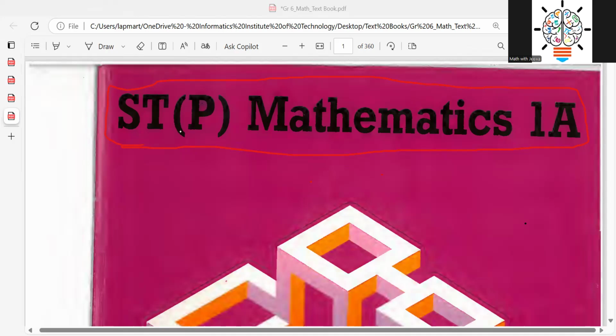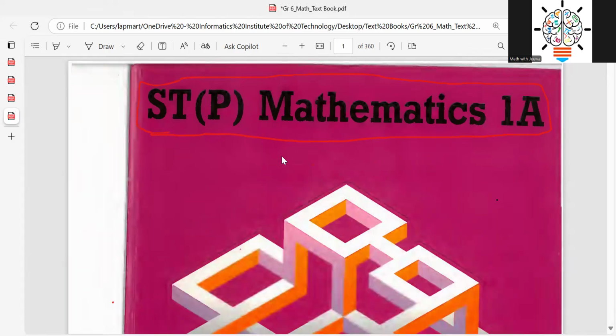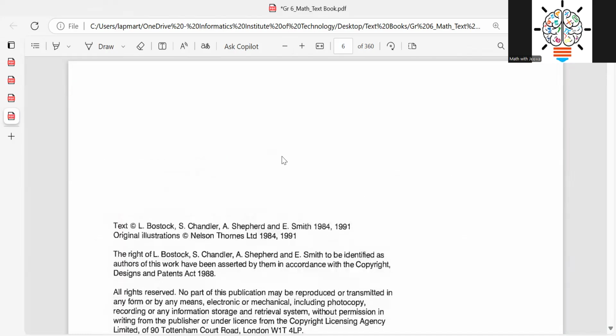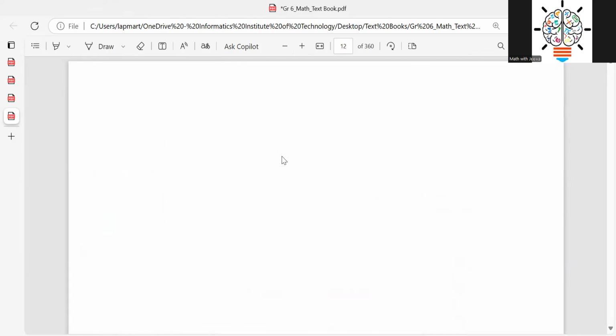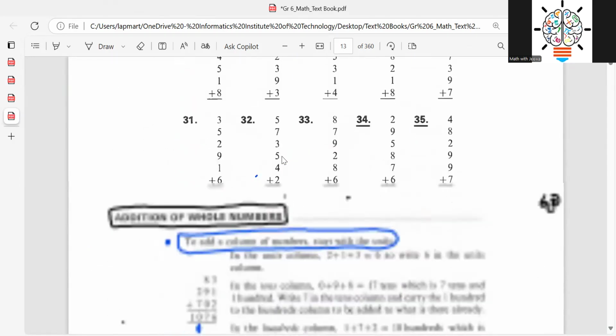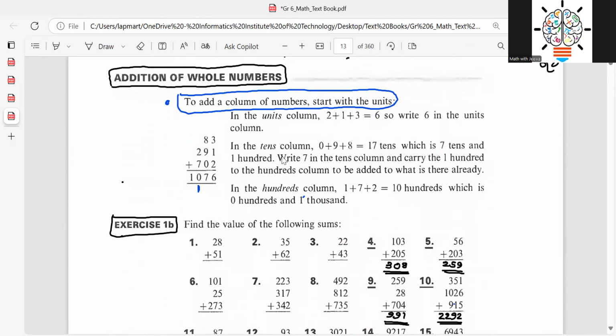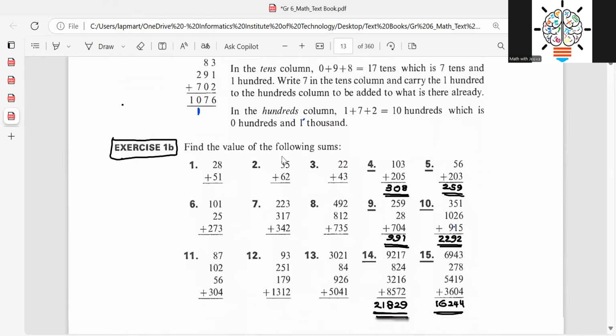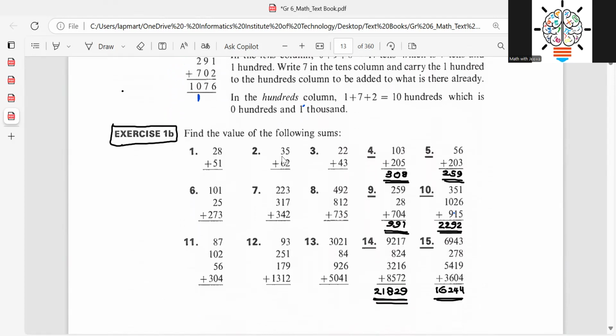If you can remember, the first thing we should do today is discuss the homework sums. I will give you the answers and explain what to do and how to do it. These are the sums you were asked to do at home: how to add the column of numbers. We want to start with units. Please check whether you got answers like this.